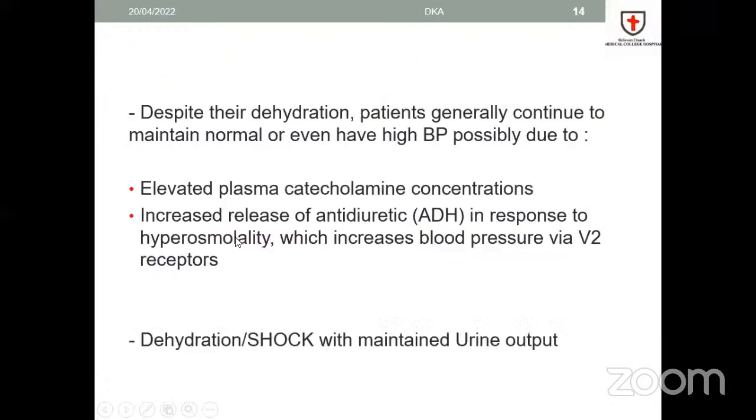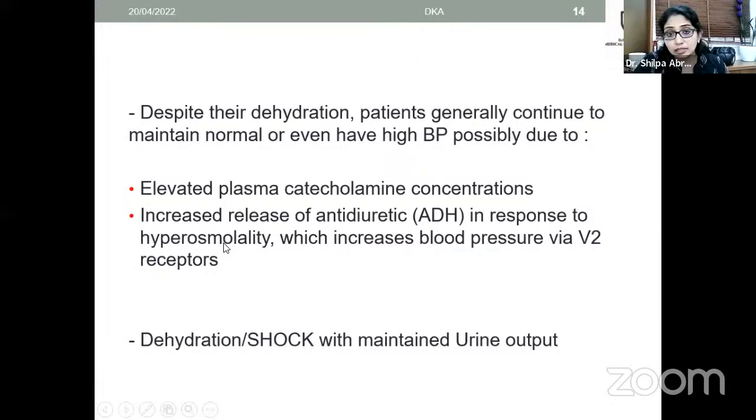Okay, now this is an important slide about a characteristic feature of DKA. So usually, despite the dehydration, the patients in DKA generally maintain normal BP. Okay, they may be severely dehydrated, but their BP may be normal. So why so? Because like we said, there are increased counter-regulatory hormones, so increased plasma catecholamines, which can maintain the BP. Plus, there is increased release of ADH in response to the hyperosmolality. So because of the serum hyperosmolality, there will be stimulation of the ADH. That will again increase the BP.